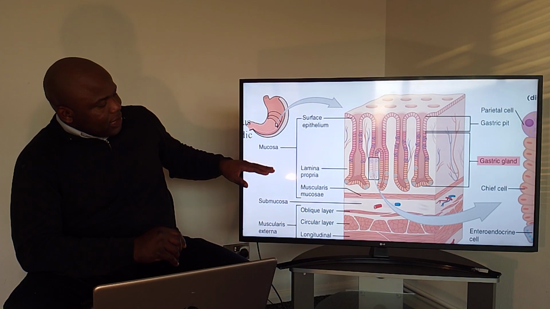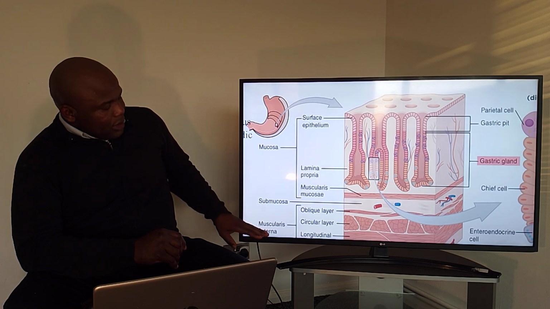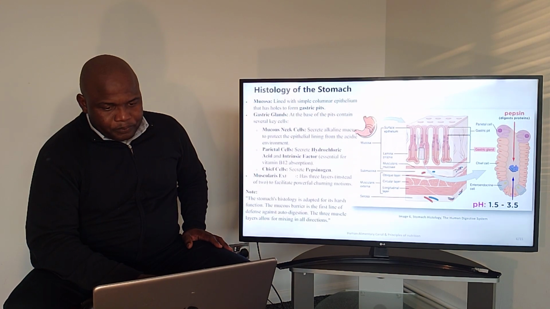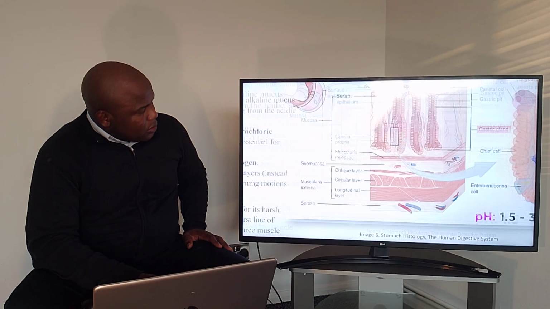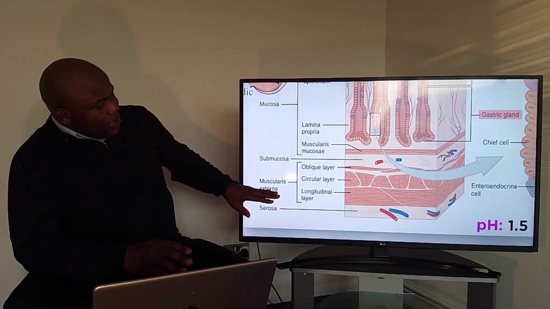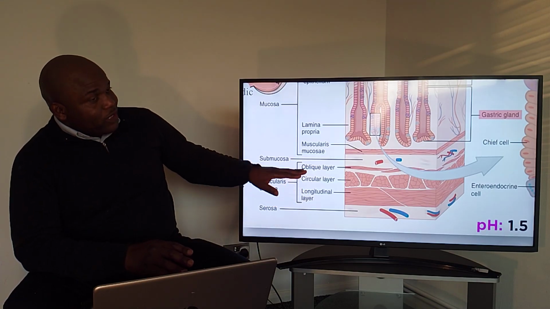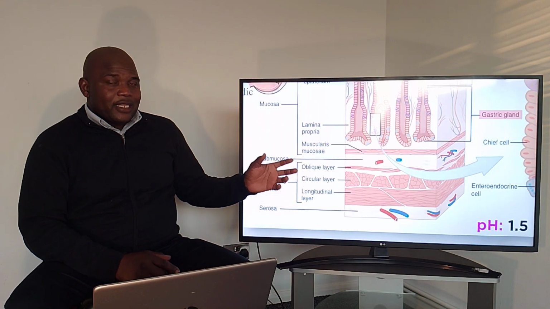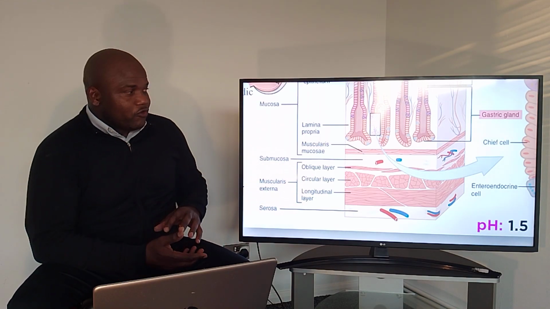We've got the mucosa, submucosa, muscularis externa, and also the last part, which is the serosa. Within the muscularis externa, we have three layers: oblique, circular, and longitudinal, which help in the turning and churning of food.